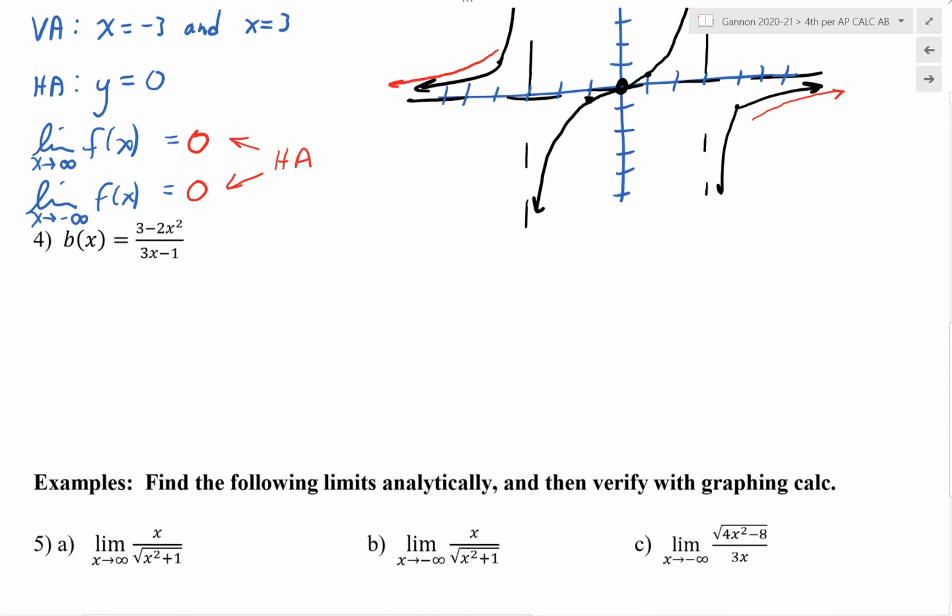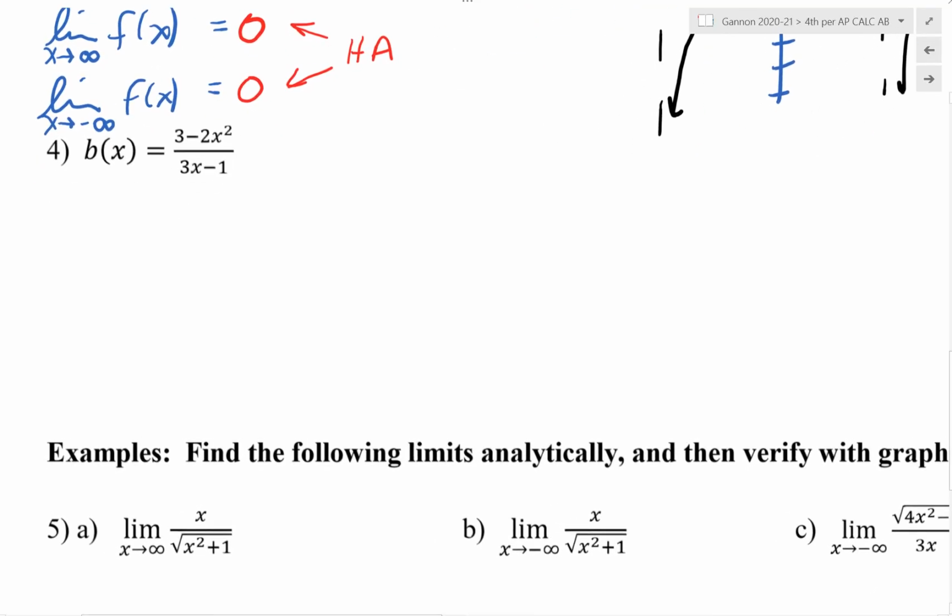All right, if we took a look at example 4, it's kind of the same idea from the beginning. We cannot factor the numerator or the denominator. So when we're looking for the vertical asymptotes, it's already factored. We just need to know when does 3x minus 1 equal 0. Well, that's going to happen when x is equal to 1/3.